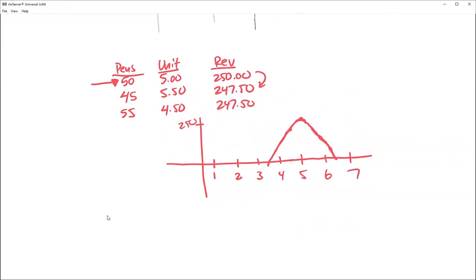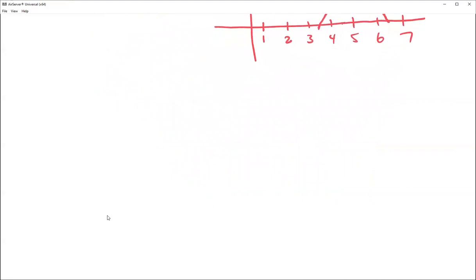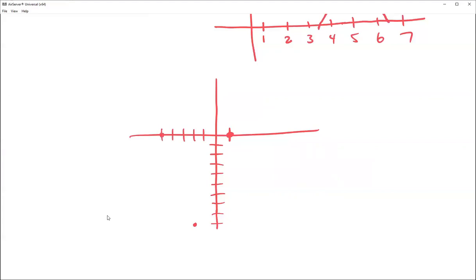All right. And then number 4 is vertex form. You have the equation, or you have the graph that has a vertex of negative 2, negative 9. It has x-intercepts at 1 and negative 5. Do something like this.